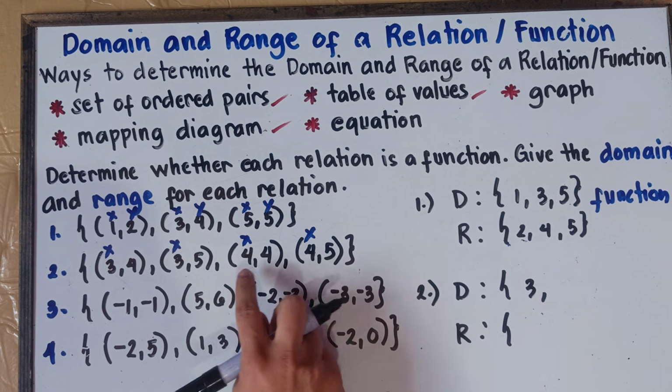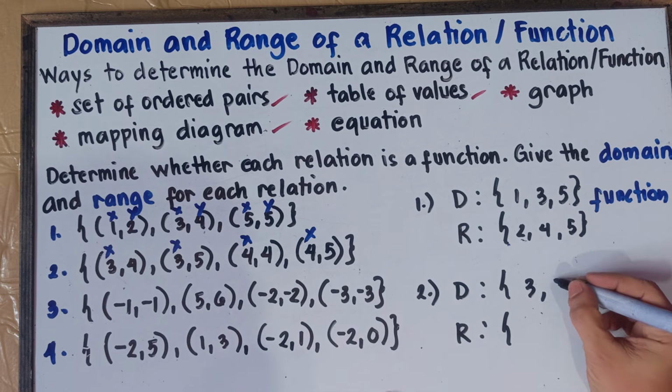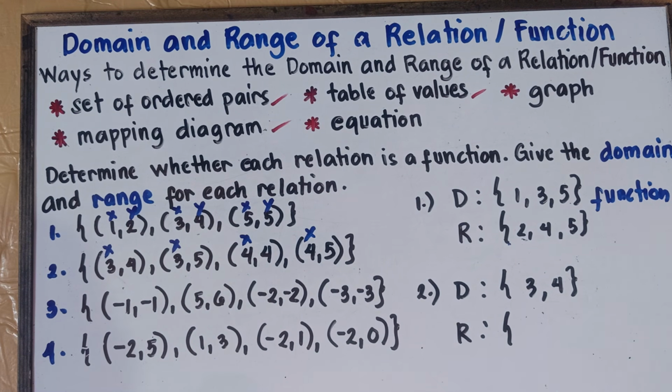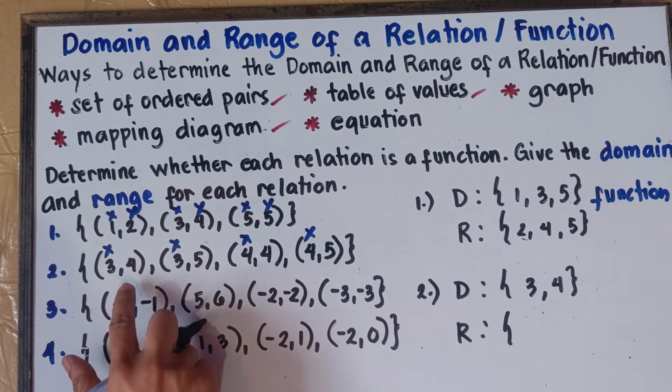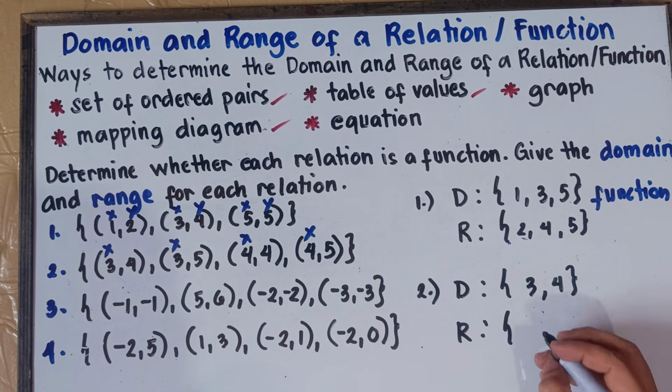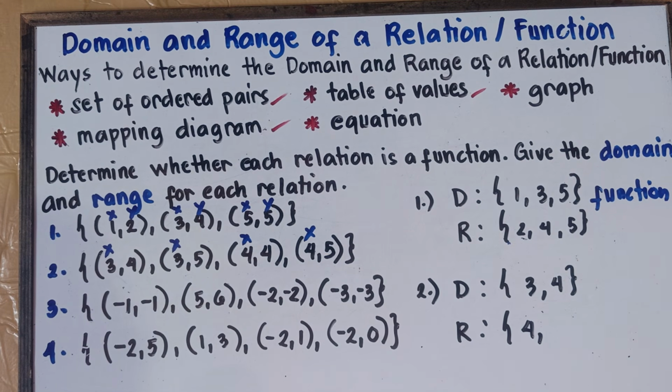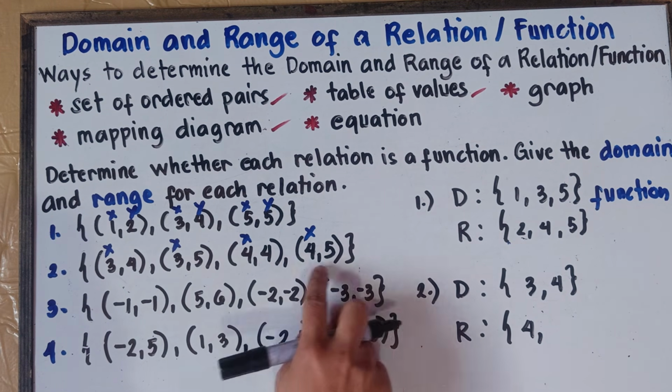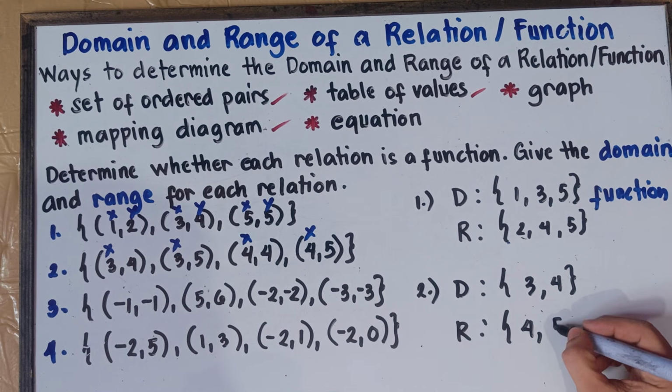Alright, and then X, we have 2 4s. Simply write down 1, 4. 3 and then 4. And then for the range, we have how many 4s? We have 2 4s, so simply write down 1 4. And then we have 2 5s, so simply write down 1 5.